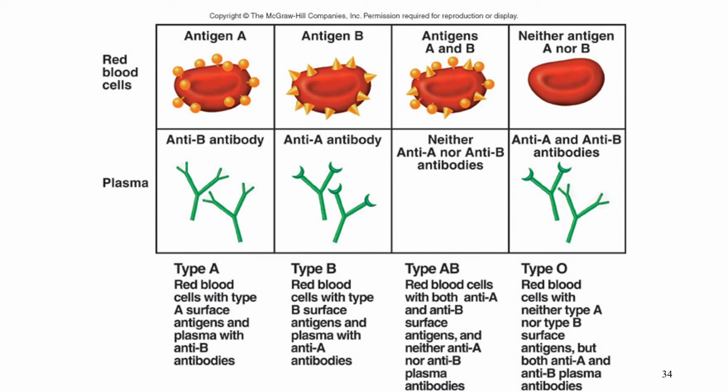So this is actually how it looks like. So for type A, red blood cells with type A surface antigens and plasma with anti-B antibodies. So ganyan yung itsura nila, antigen A and then antibody B. So kumbaga parang yan yung mga receptors nila. For antigen B, ayan, yung surface na is ganyan, and then you have the anti-A antibody. And then for antigens A and B, neither anti-A nor anti-B antibodies is present. And then for type O, neither antigen A nor B, but both anti-A and anti-B antibodies are present in the plasma.